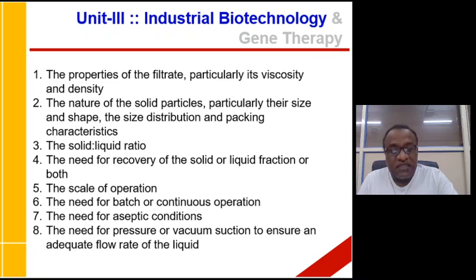Number five, the scale of operation. Number six, the need for batch or continuous operation. Number seven, the need for aseptic conditions. Number eight, the need for pressure or vacuum suction to ensure an adequate flow rate of the liquid. So these are some of the important influencing factors on choice of the filtration technique or the equipment or the aid.